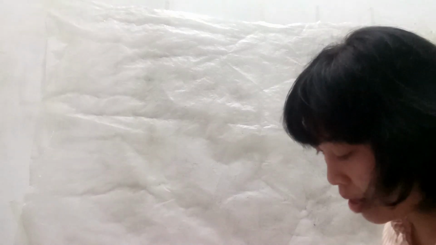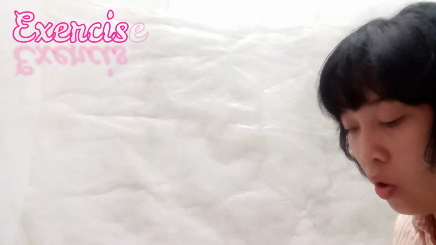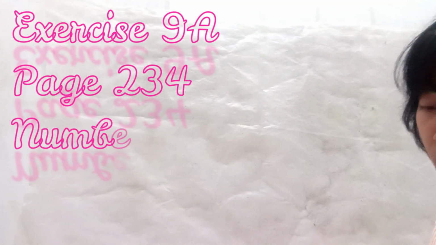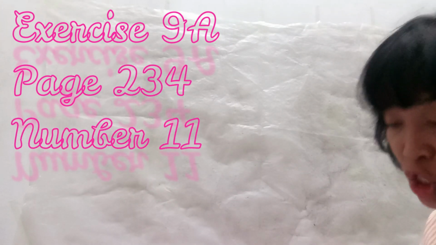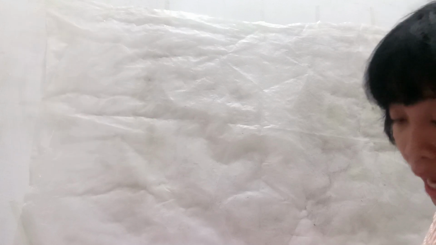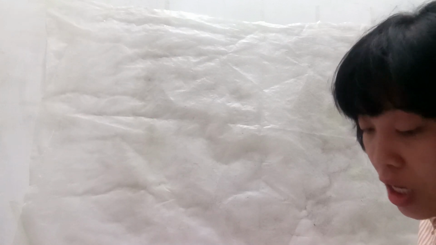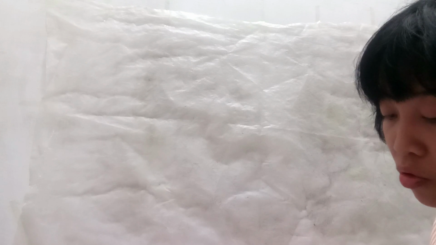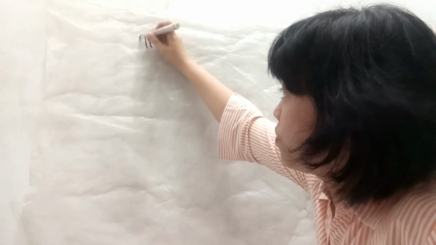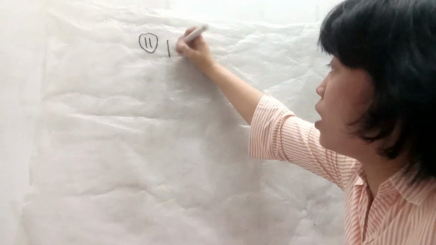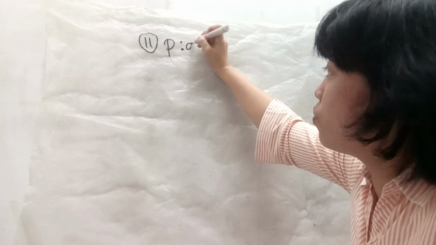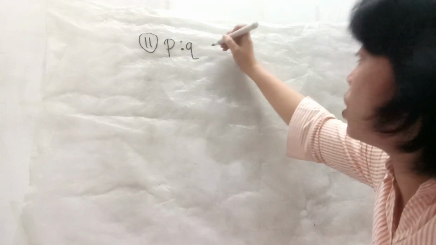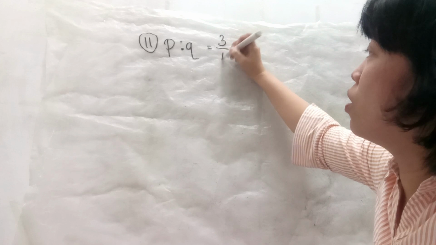Okay, kids. So I will explain exercise 9A, page 234, number 11. If P to Q equal to 3 over 4 to 2.